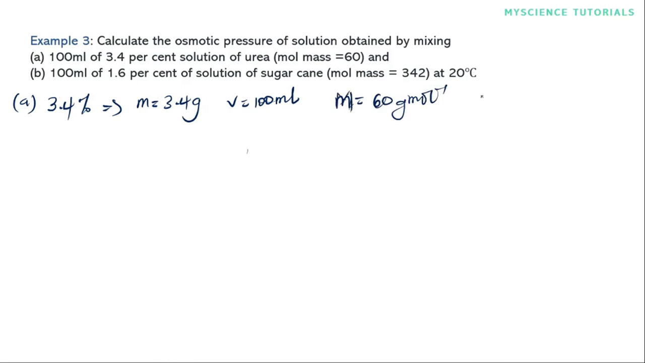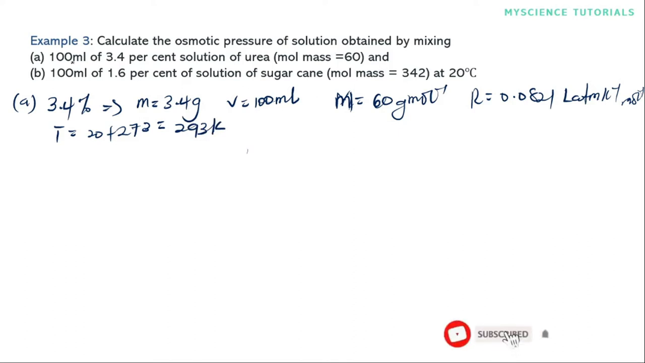We know the value of our R, even if we are not given, is 0.0821 liters atmosphere Kelvin per mole. Alright, we were given temperature to be 20, so we add 20 to 273, and that will give us 293 Kelvin. But now remember, we are to calculate the osmotic pressure obtained by mixing.